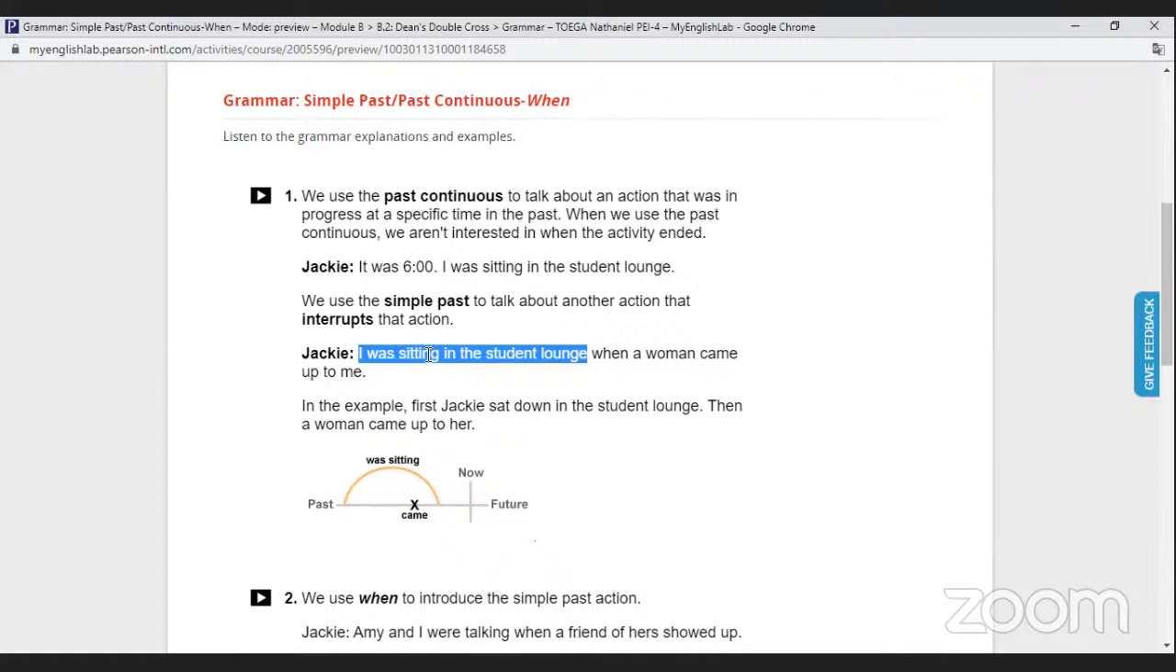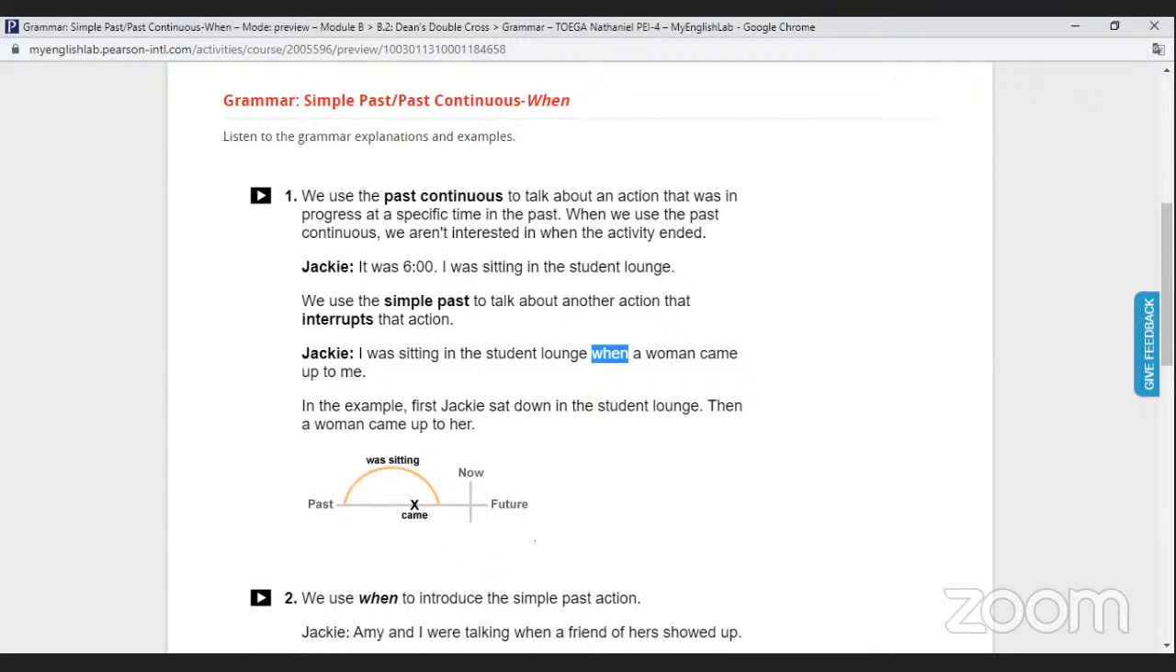And after that, we can use this connector with when. After this, we're going to show another action that also happened in the past, in order to interrupt, as it says. We can see in this line the past, the now and future, and the action is happening during the past. While the action was happening, another action interrupted this other longer action. So in that case, we use when.